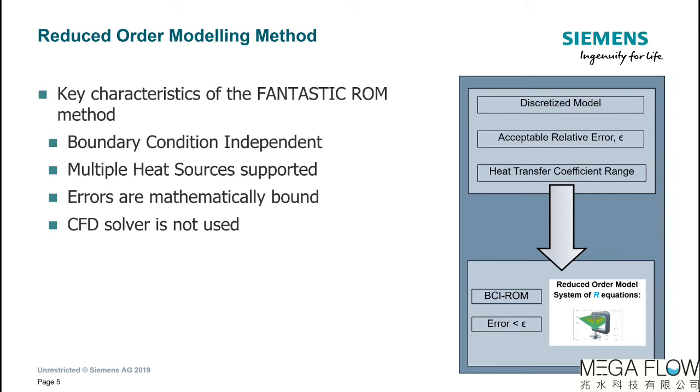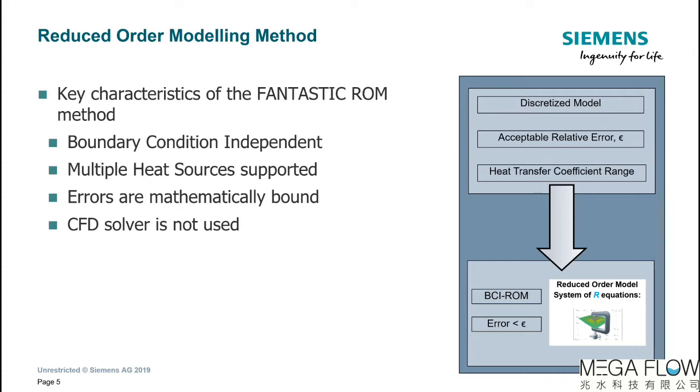Let's take a look at the workflow of the FANTASTIC ROM method. We'll begin with the diagram on the right. The inputs to the FANTASTIC method are a discretized model, and that means you have a Simcenter Flotherm conduction model that has a reasonable grid distribution assigned to it. The other inputs are an acceptable relative error, which is a measure of how close we want the reduced order model results to be to the original Flotherm model results, and a heat transfer coefficient range over which we expect accuracy. Those are the inputs.